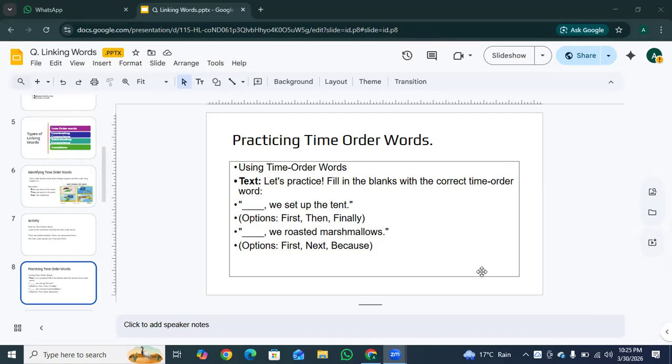Okay? The next sentence we have: dash, we roasted marshmallows. We have options first, next, because. Yes. Next, we roasted marshmallows. And why do we choose this? Because usually you roast marshmallows after you have already set up camp, okay? And why do we not choose because? Because is a linking word for reasons, not a time order word for stories, okay?